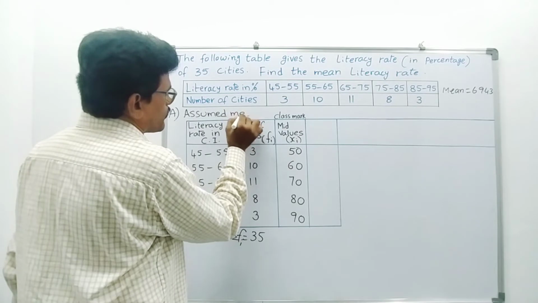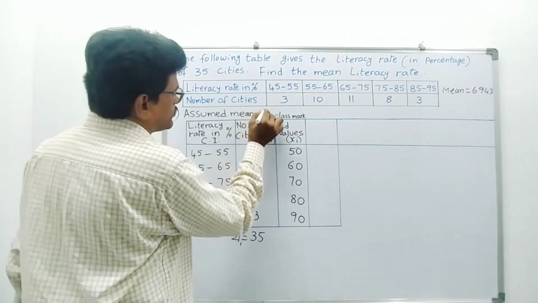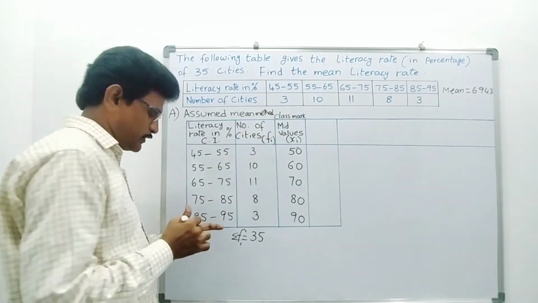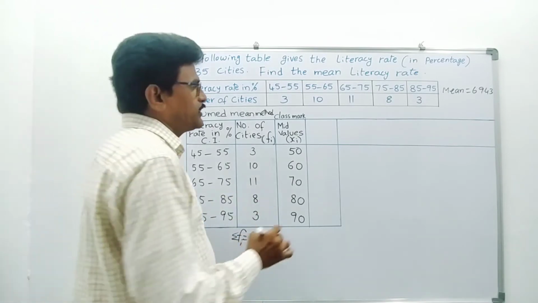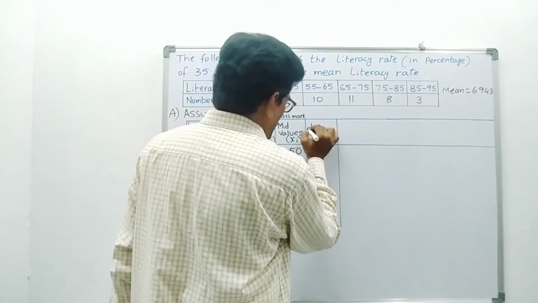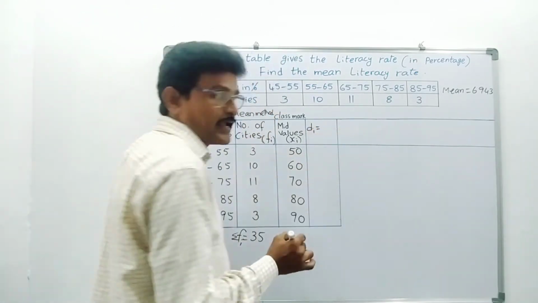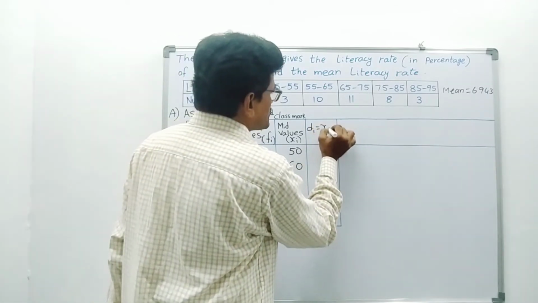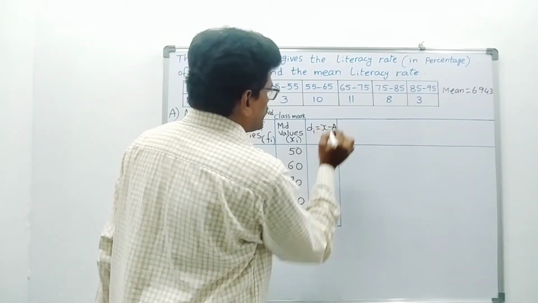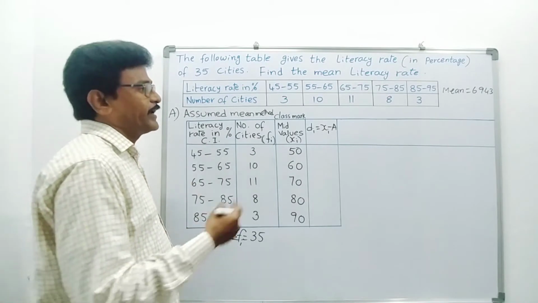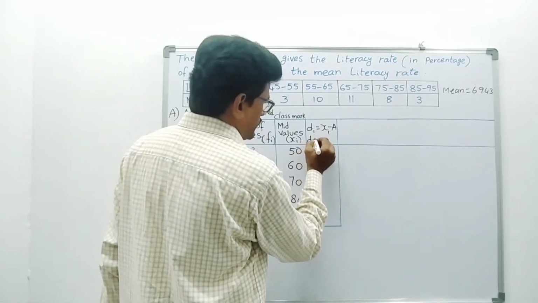Now I am going to solve this one in the assumed mean method. So in the assumed mean method, you have to find deviation values Di. What is Di? That is Xi minus a. Deviation Di is Xi minus a. I am getting here the deviation.